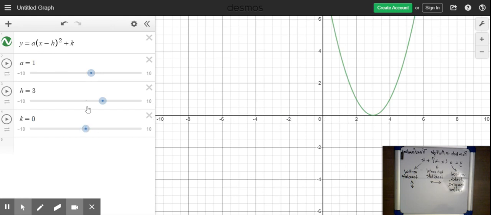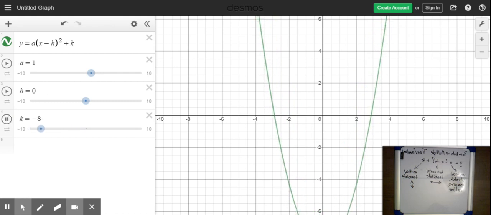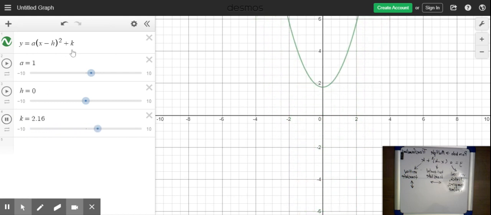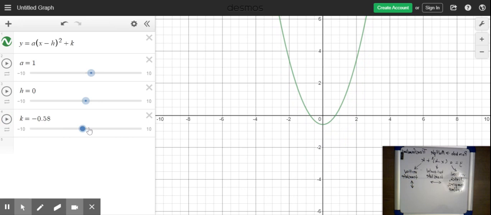And finally, our k value moves things up and down. That's our vertical translate. So it moves our graph up, moves our graph down, and k operates just the way you expect. If my k value is positive, I've moved my graph up above the x-axis. If my k value is negative, I've moved it down below the x-axis. Let's see if we can combine transformations.